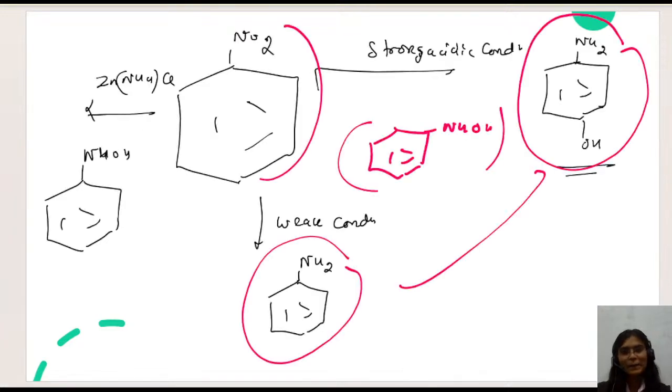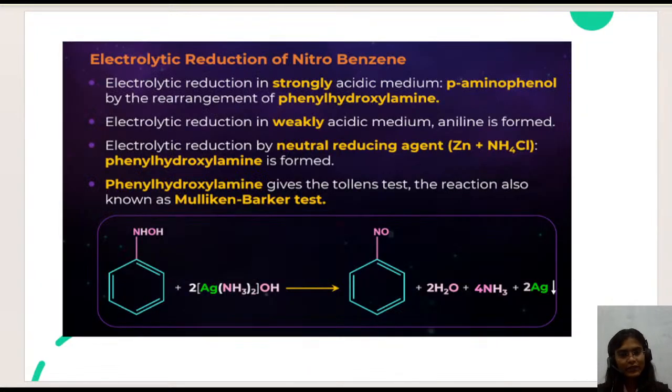So back. I hope now the mind map is clear for the reaction. Now let's read the statement. So let's go with the statement part as well. Take your time and read the slide. Point number one: electrolytic reduction in strongly acidic medium gives para aminophenol. So yes, the next question. I just missed that question.